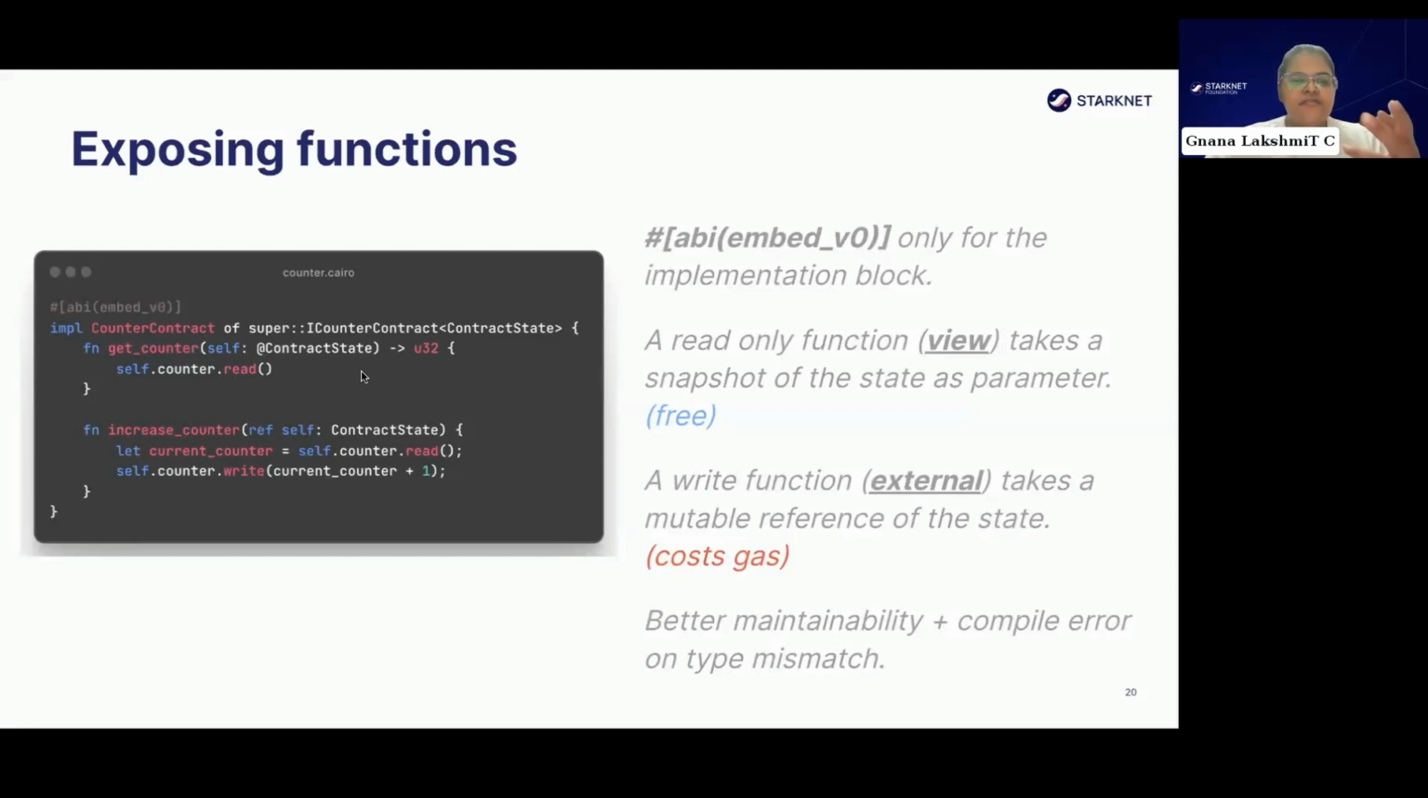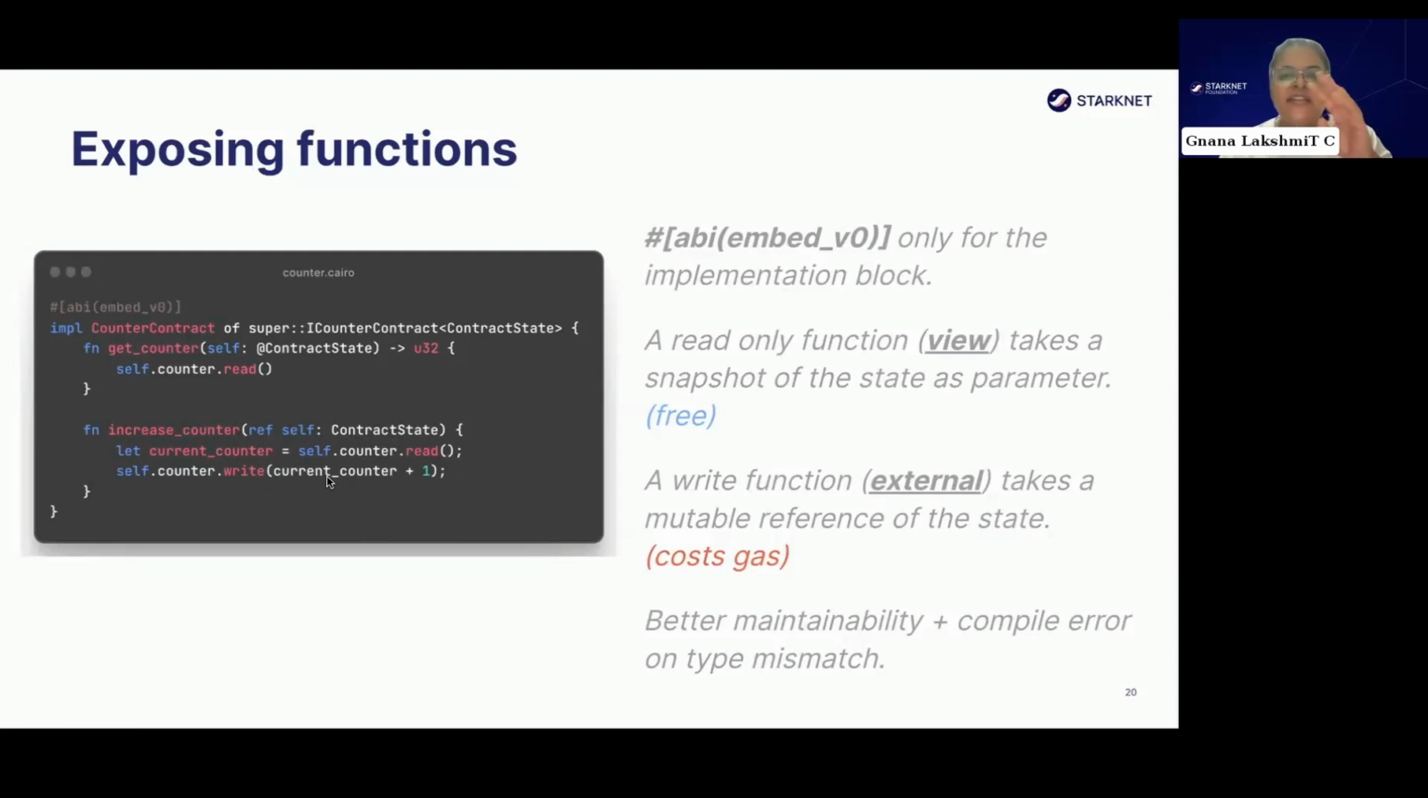However, you will see self written in a different way depending on whether it is a view-only function or whether you are actually doing some write. For view-only, we saw that self is just a snapshot of the contract state. In this case, where you are writing something, you are using a reference, right? So you're taking a mutable reference to the contract state, which allows you to perform a write operation. If you remove the ref in this case and you try to write, you will not be allowed, right?